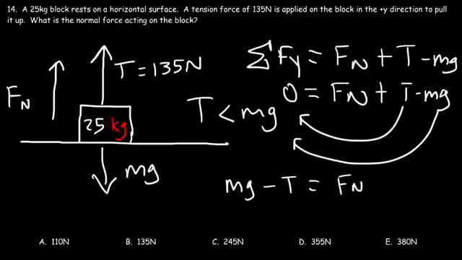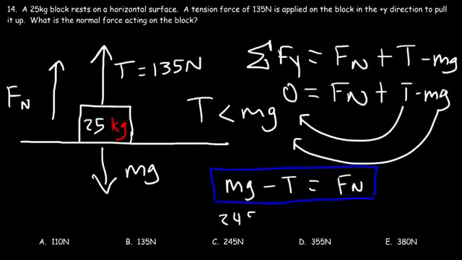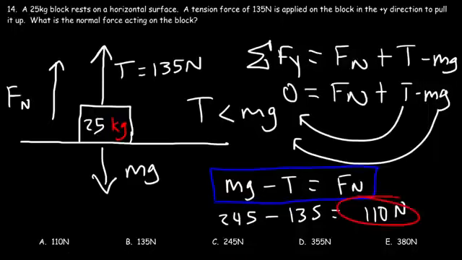So the normal force in this example is the difference between the weight force and the tension force. Now we know the weight force is 245 newtons. It's 25 times 9.8 minus the tension force of 135, and that will give us the normal force of 110 newtons. So in this case, answer choice A is the right answer.